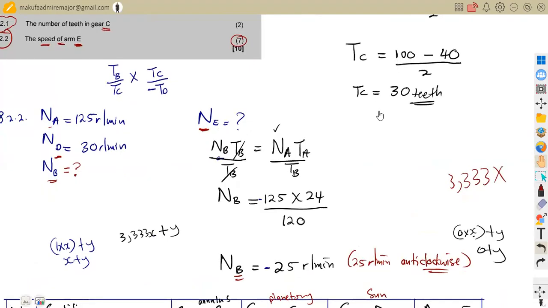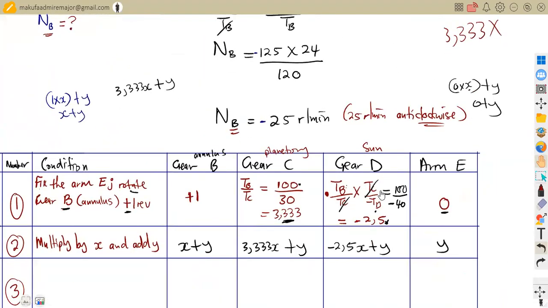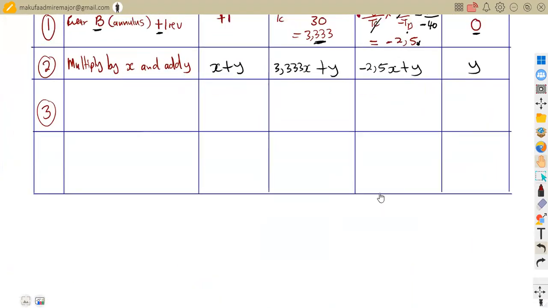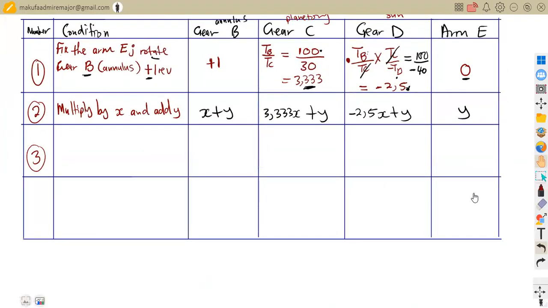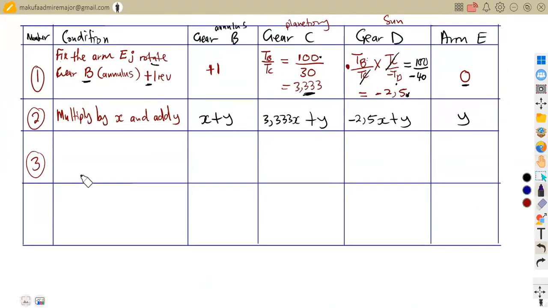Remember, we want to calculate the speed at E. We do not know the speed that is affecting E. That is the one that I want to calculate, given the speed on D, and also given the speed on B. All of them are given.